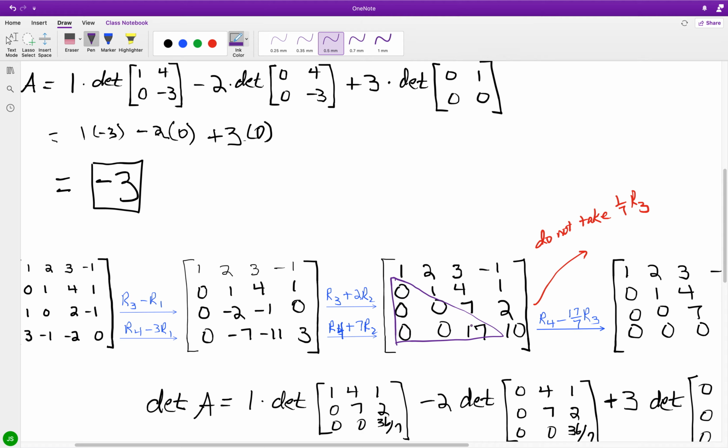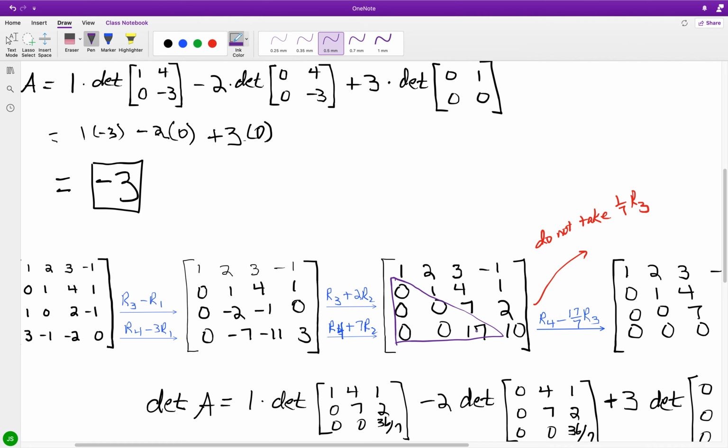Now, when we looked into reduced row echelon form, we had converted the 7 into a 1. But in the case of row operations and determinants, we're not going to take fractions or multiply or divide alone. Okay, so do not take 1/7 of the third row. What you're going to do is keep what we have in the third row by itself.